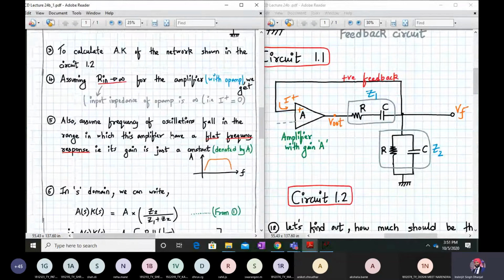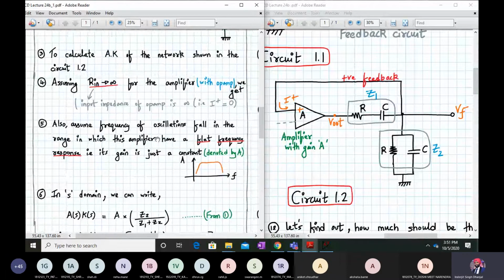So that's what we have written over here: assume the frequency of oscillations to fall in the range wherein we have a flat frequency response. That means the gain is a constant, correct? So in this flat frequency response, my gain is a constant, and we have observed that fact.